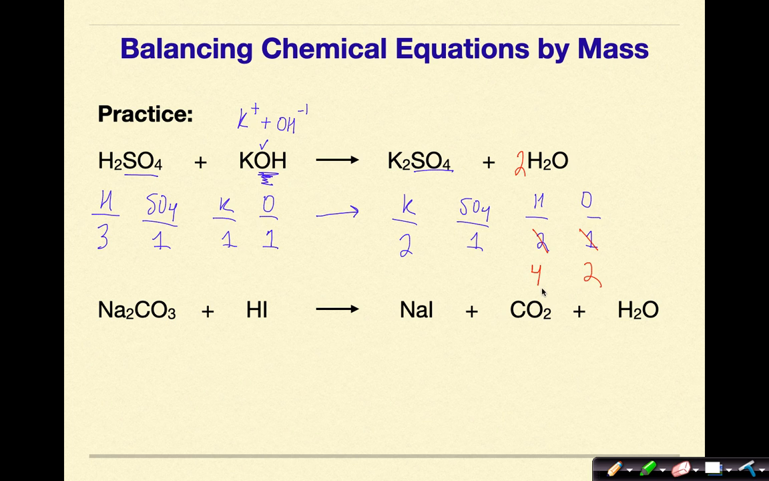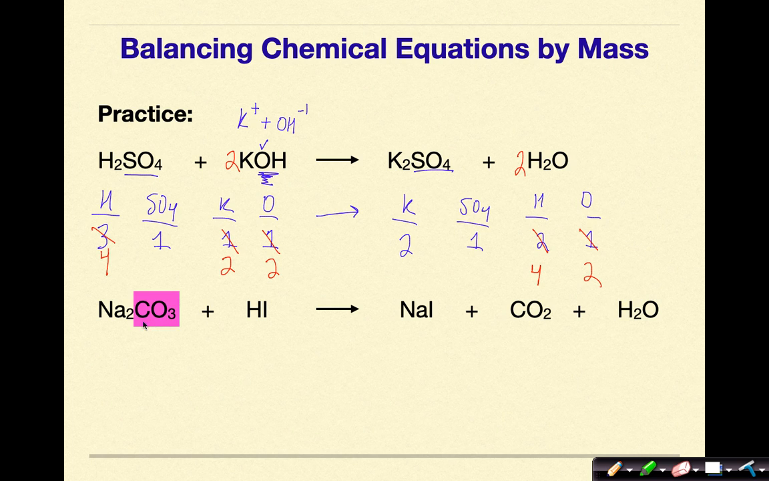Now to balance the hydrogens, I need 1 more hydrogen on the left side. And if I put a coefficient of 2 here, I can accomplish that. But that changes the number of potassiums from 1 to 2, and oxygens from 1 to 2, and hydrogens from 3 to 2 plus 2 or 4. Let's check our tally. Sulfates are 1 and 1, hydrogens are 4 and 4, potassiums are 2 and 2, and oxygens are 2 and 2. 1 to 2 to 1 to 2. That is a lowest numbered ratio of coefficients for this now balanced chemical equation.